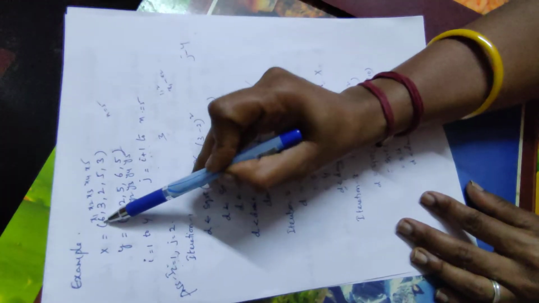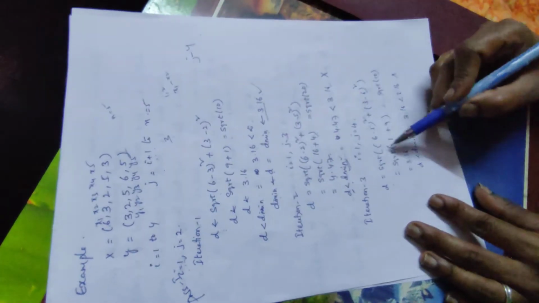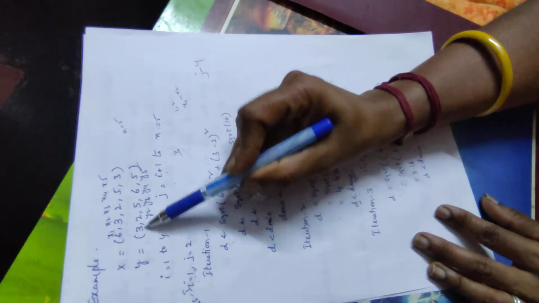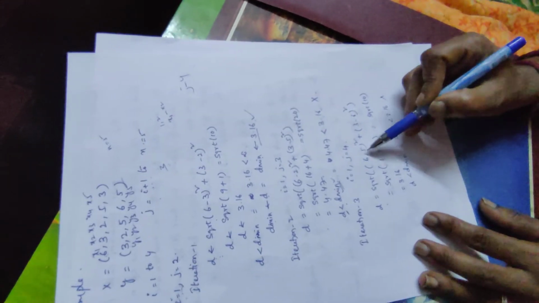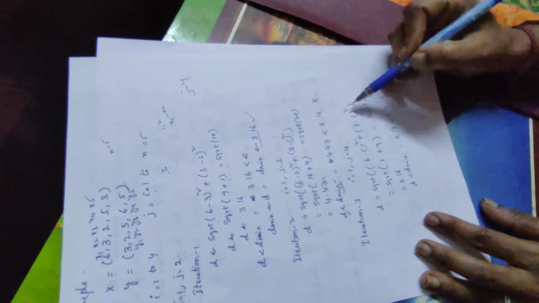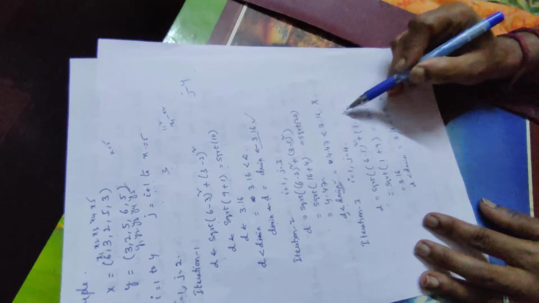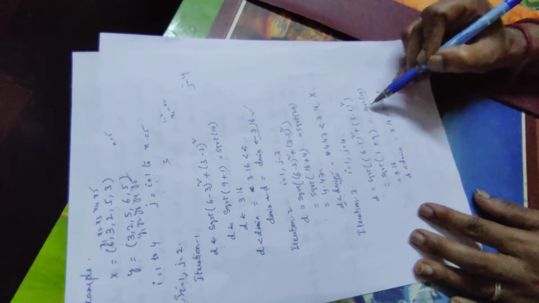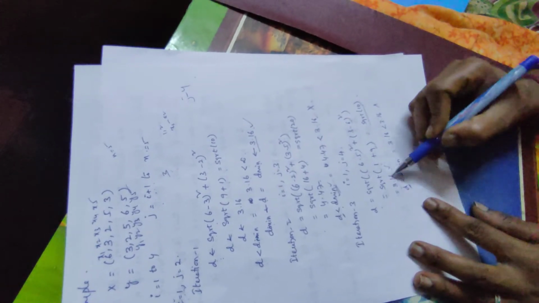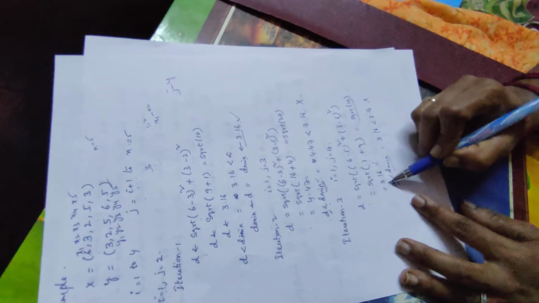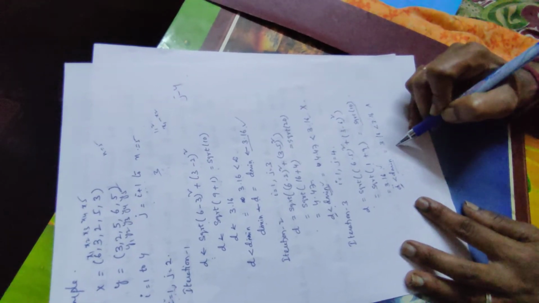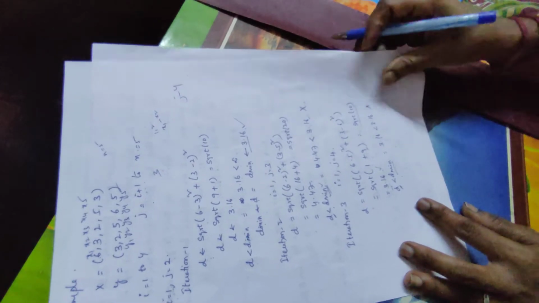Then what's happening? x1 minus x4. So 6 minus 5 square, y1 minus y4, that is 3 minus 6 whole square. So 6 minus 5 is 1, 1 square, plus 3 minus 6 is minus 3, square equals 9. Again I got square root of 10, so that is 3.16. My distance is 3.16 and my d min is also 3.16. So 3.16 is not less than 3.16, so I cannot change my d min. It remains the same.